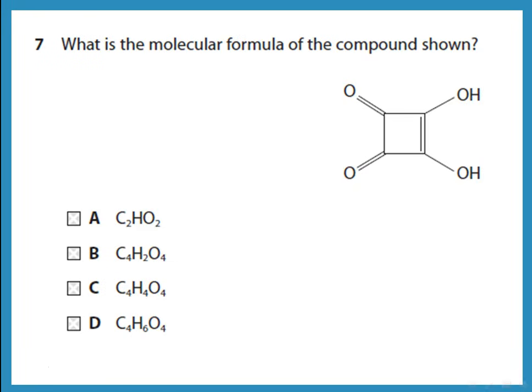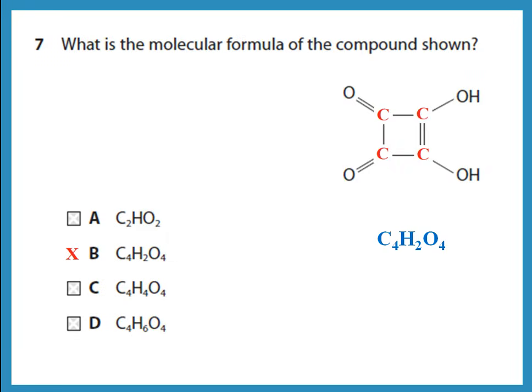Here he's saying what is the molecular formula of this compound. Now we know that this is called a skeletal formula, and any junction between two lines is actually a carbon. So this is actually the compound that we have. Just count the number of carbons and hydrogens and oxygens. So that comes out to be C4H2O4. So that is the molecular formula of this compound.